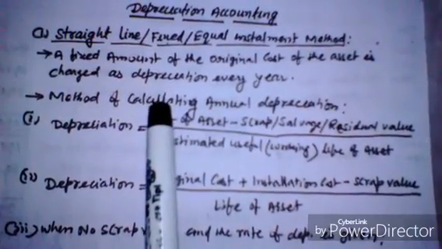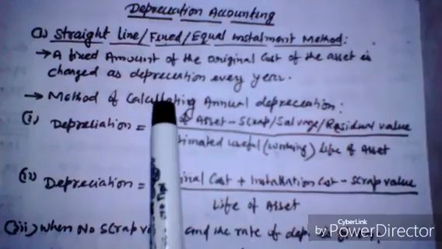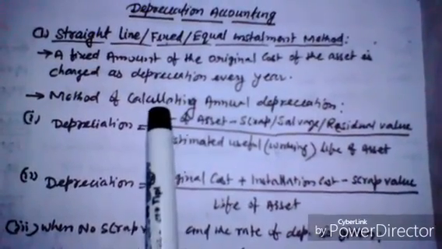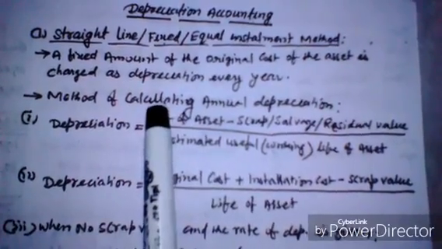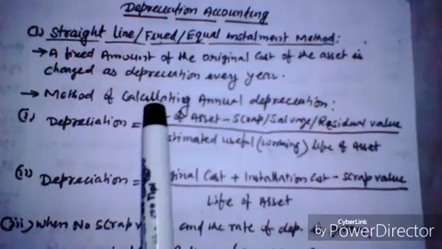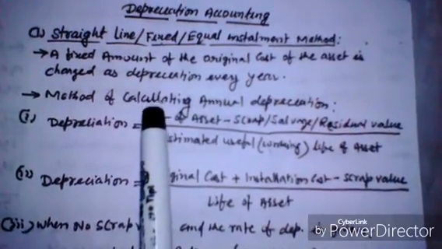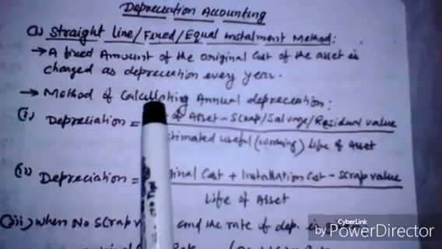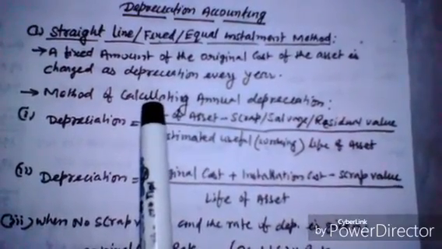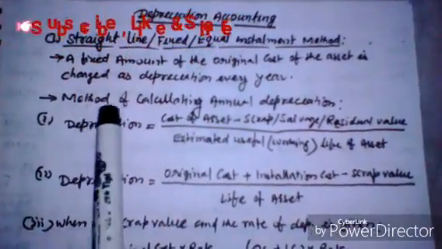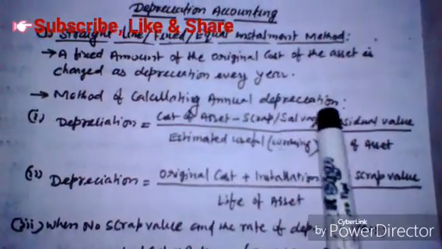Since under this method the amount of depreciation remains equal from one year to another, it is also called the equal installment method. In this method, a fixed proportion or percentage of the original cost of the asset is written off yearly so as to reduce its cost to zero or a scrap value at the end of its useful working life. So here are the methods of calculating annual depreciation.